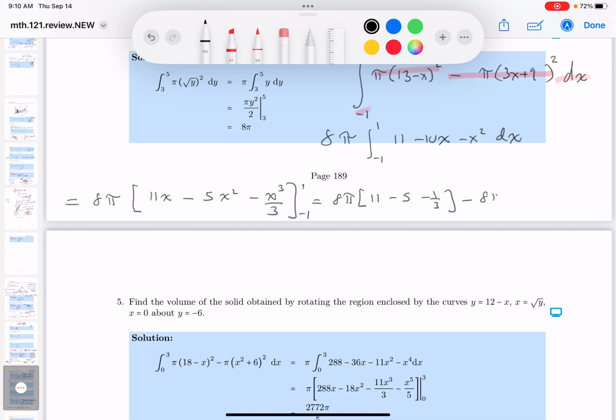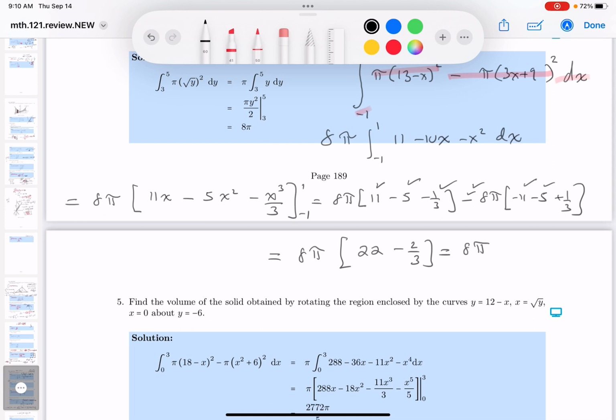Minus 8 pi. I'm going to plug in minus 1 now. You get minus 11. Then you get, let's see, minus 5. And then you get plus 1/3. All right? I'm going to factor out 8 pi. And I'm going to start doing the arithmetic. 11 minus minus 11 is 22. Minus 5 minus a minus 5 is 0. Minus 1/3 minus 1/3 is minus 2/3.